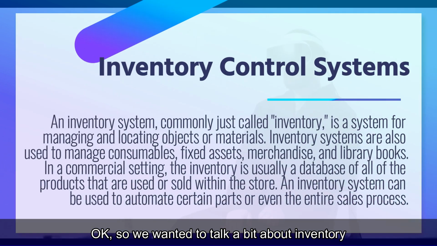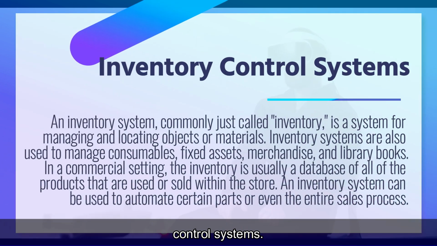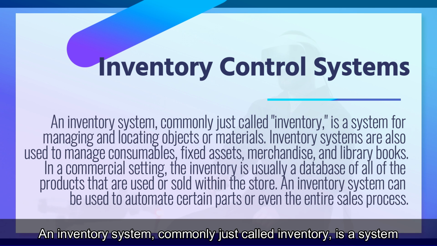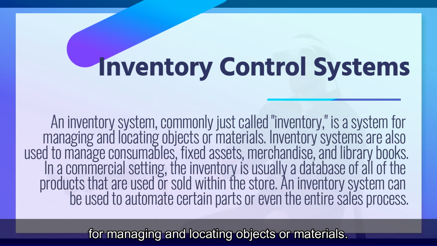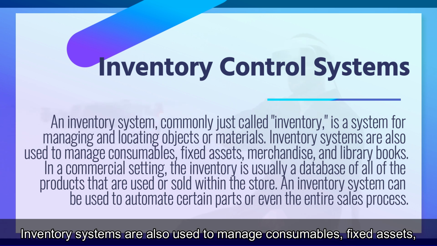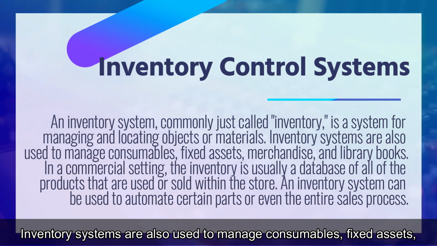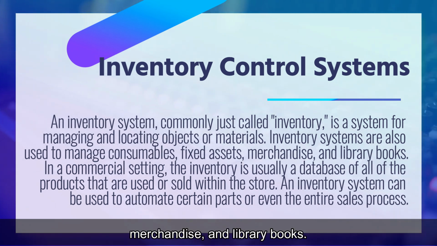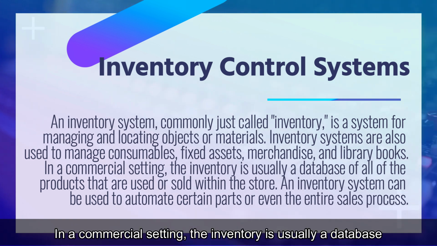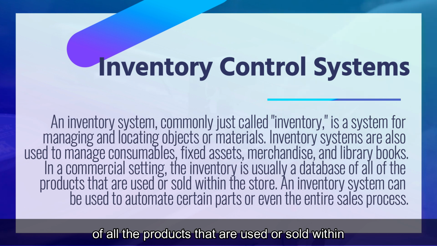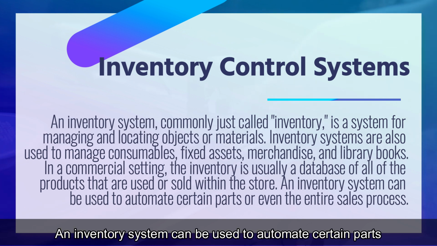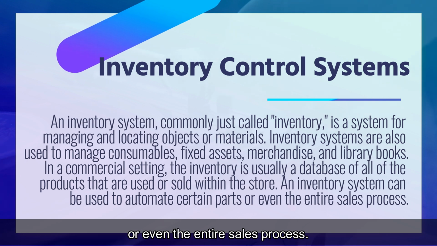Okay, so we wanted to talk a bit about inventory control systems. An inventory system, commonly just called inventory, is a system for managing and locating objects or materials. Inventory systems are also used to manage consumables, fixed assets, merchandise, and library books. In a commercial setting, the inventory is usually a database of all the products that are used or sold within the store. An inventory system can be used to automate certain parts or even the entire sales process.